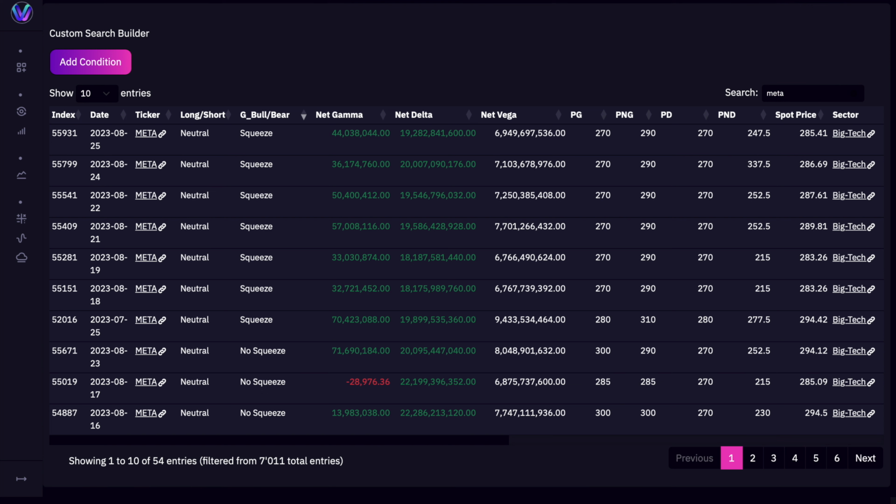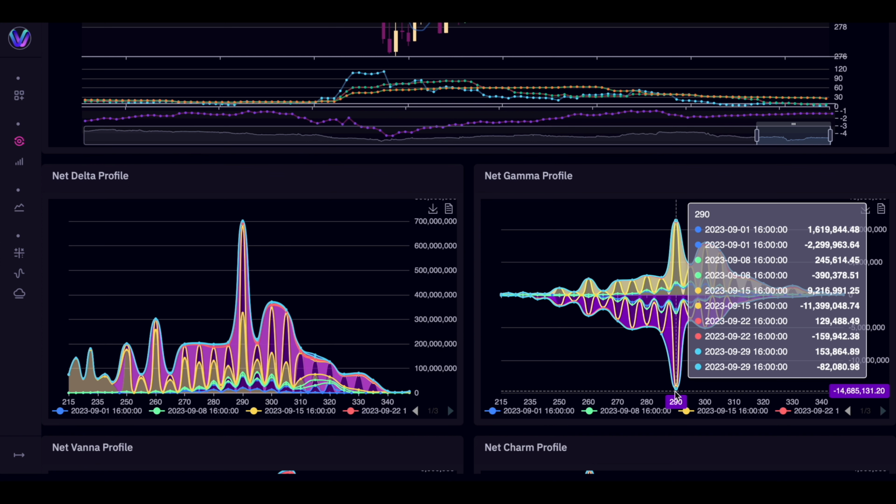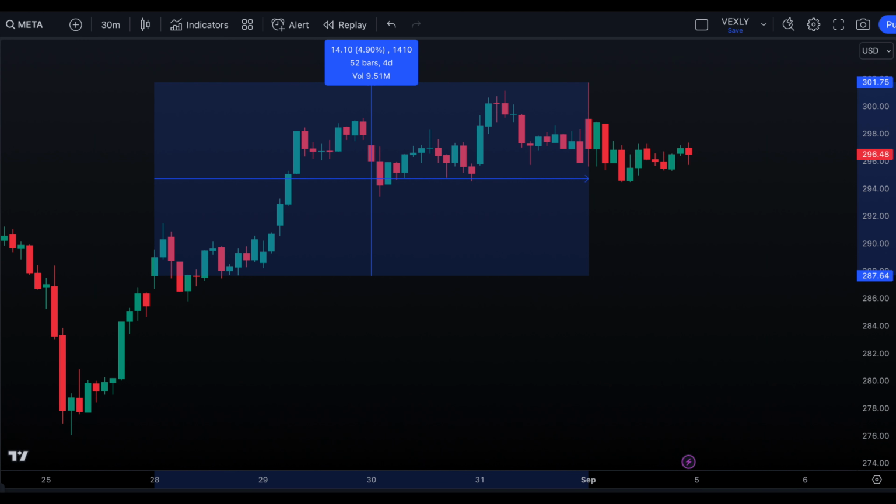Our market maker model had Meta as a squeeze due to price being below peak positive and peak negative gamma, which was at 290. From Monday's open to high of week, Meta was up 4.9%.